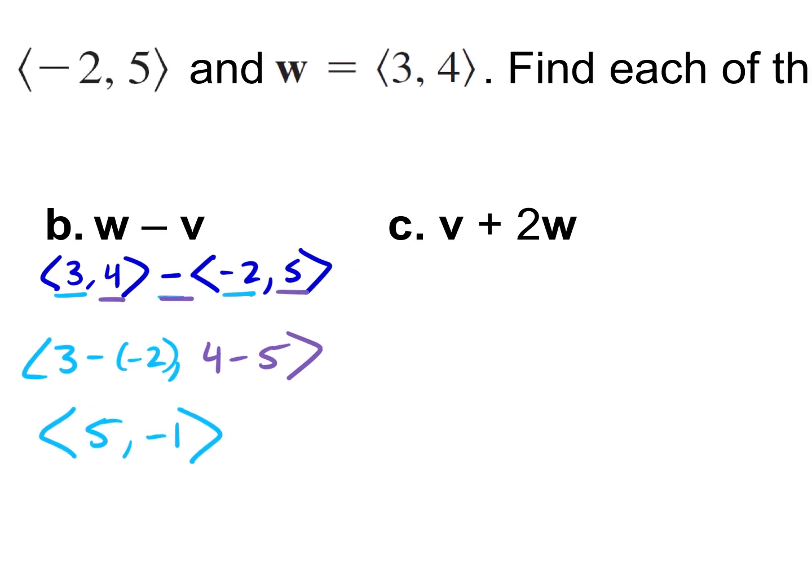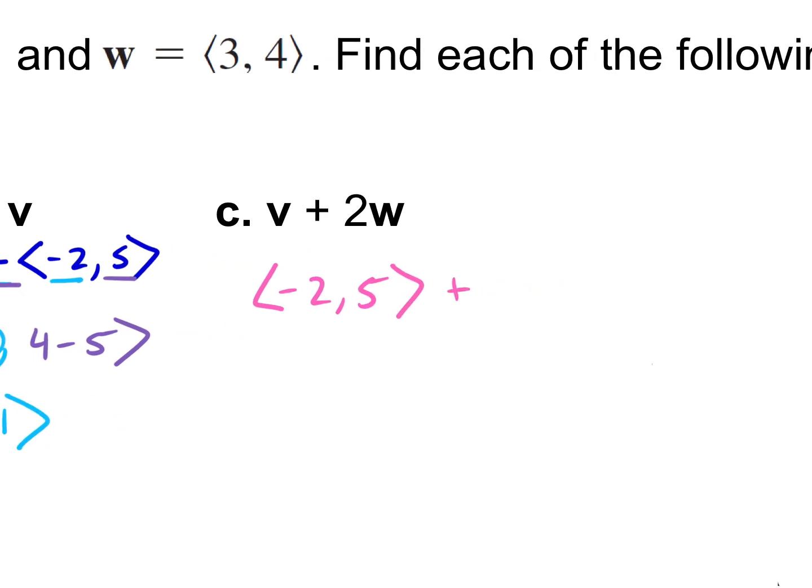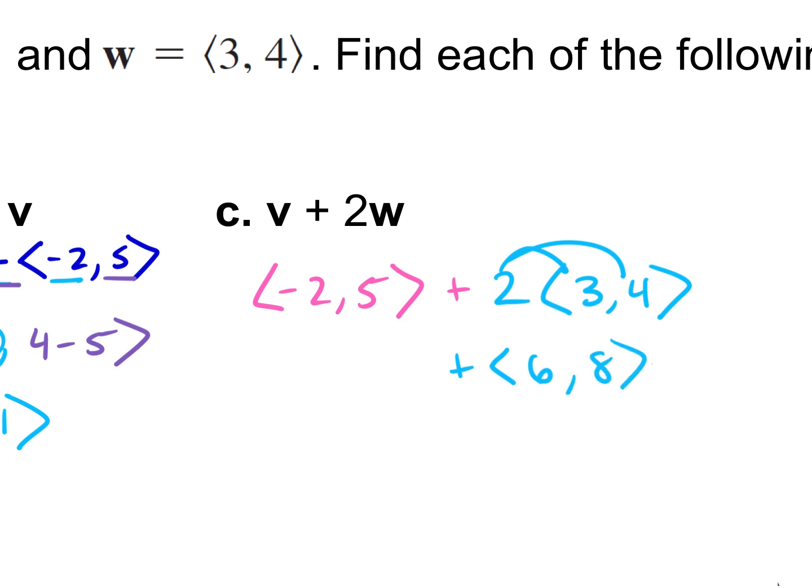For C, I'm going to start with vector v, so -2, 5, plus 2w, so 2 times vector w, which is 3, 4. What do you think I'd have to do first here? Multiply the 2 and distribute it. Awesome, we want to distribute the 2, so this is going to turn into vector 6, 8. Then since I'm just adding it, I'm going to add the first number with the first number and the second number with the second number. So -2 plus 6, 4. And the second number with the second number, 5 plus 8, 13.